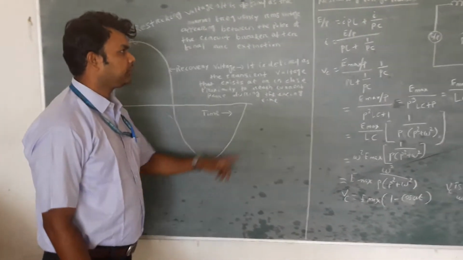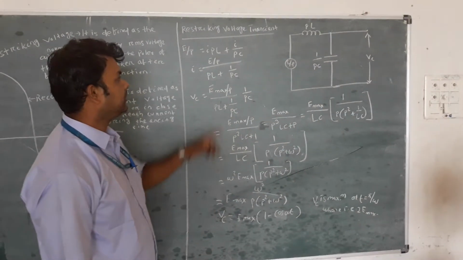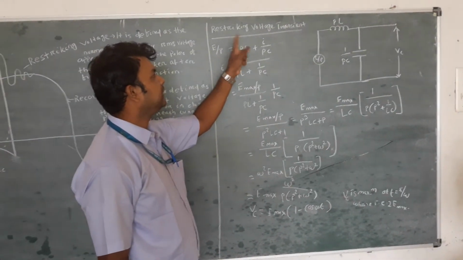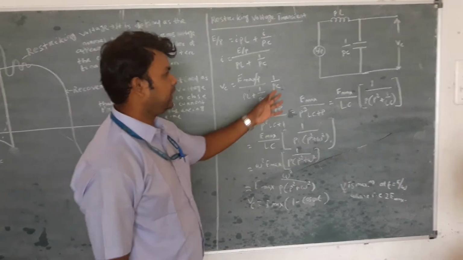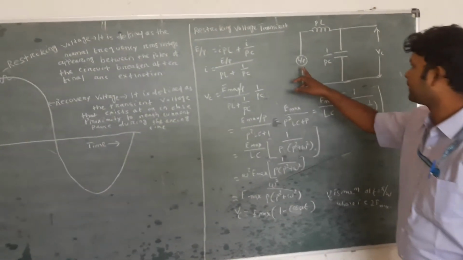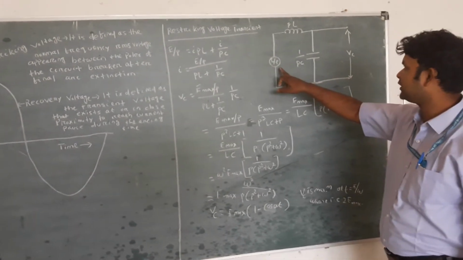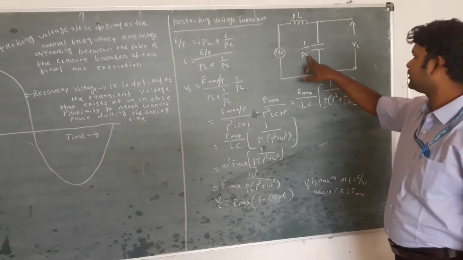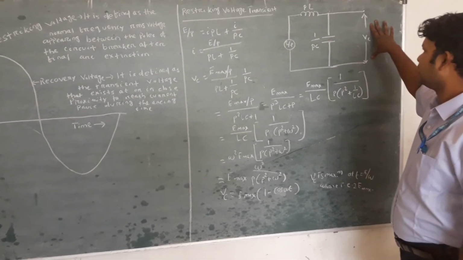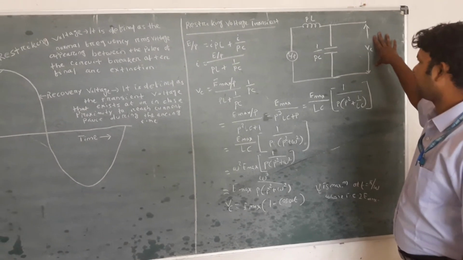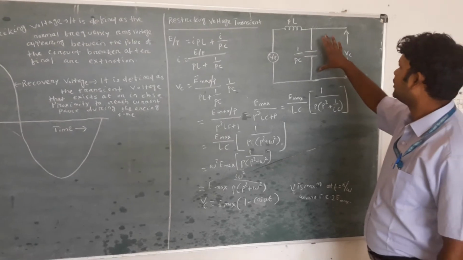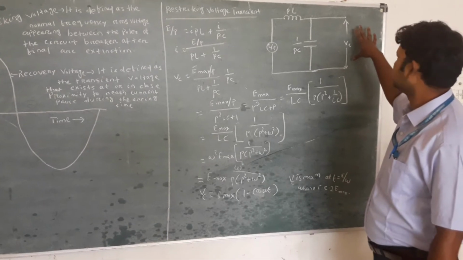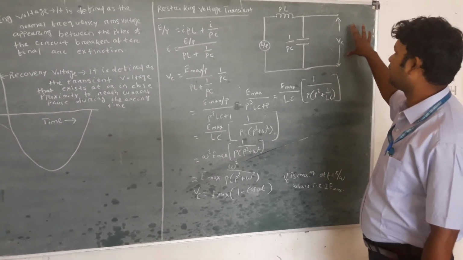Next, come to the restriking voltage transient. So we will find the expression for the restriking voltage transient. Let the input be E, written in Laplace form. This is the inductor written in Laplace form, and this is the Laplace form of the capacitor. Let this be the voltage that we have to find, the value across the capacitor. That will be the restriking voltage transient.